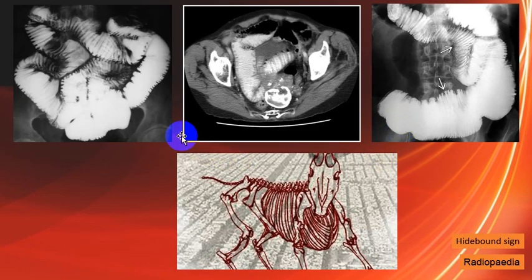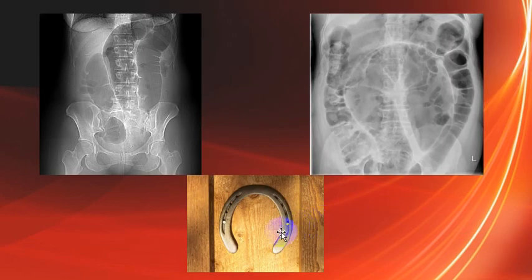Here, a patient with scleroderma, and we see the dilatation of the small bowel with atony, and a close-up of the mucosal folds, and we see also the pseudo-sacculation, giving the appearance of the hide-bound sign. Here, a patient with the horseshoe sign in sigmoid volvulus, which is also called the inverted U sign.